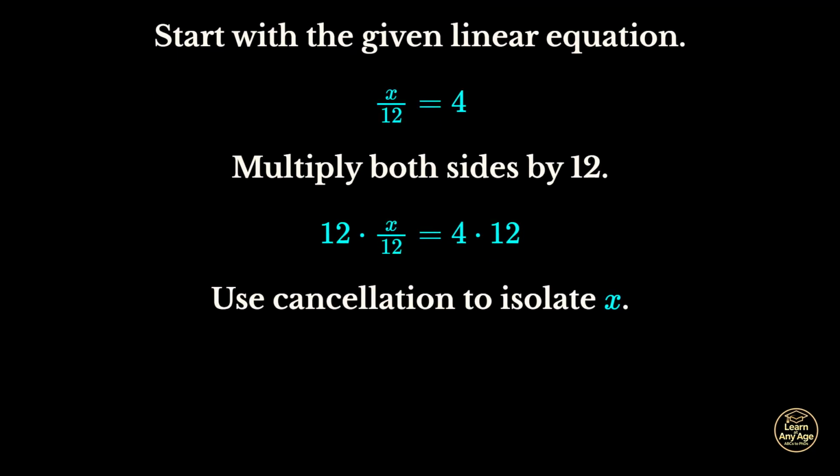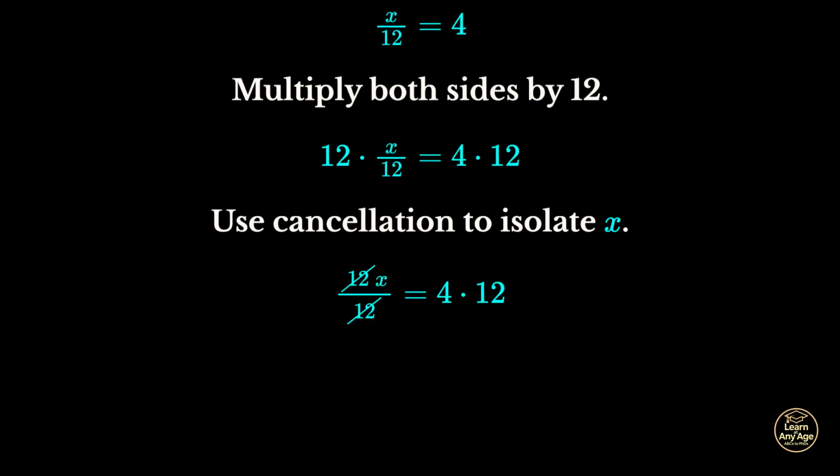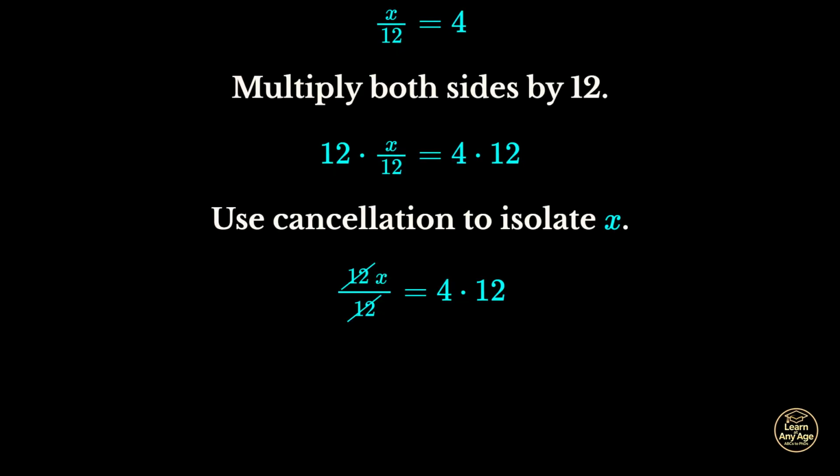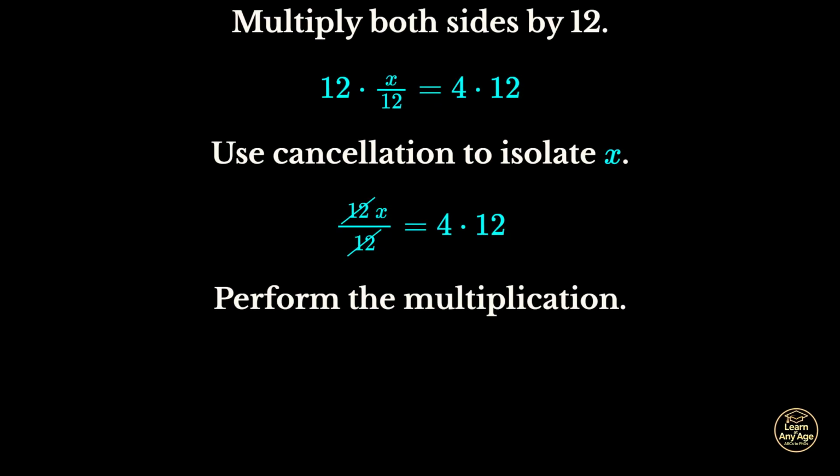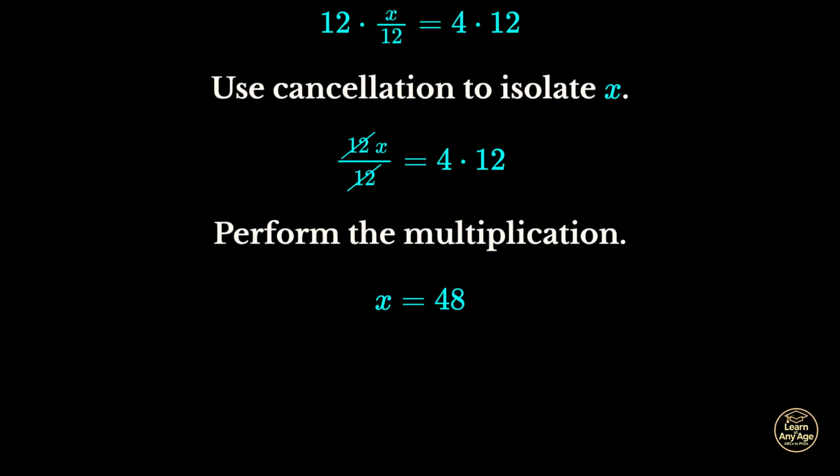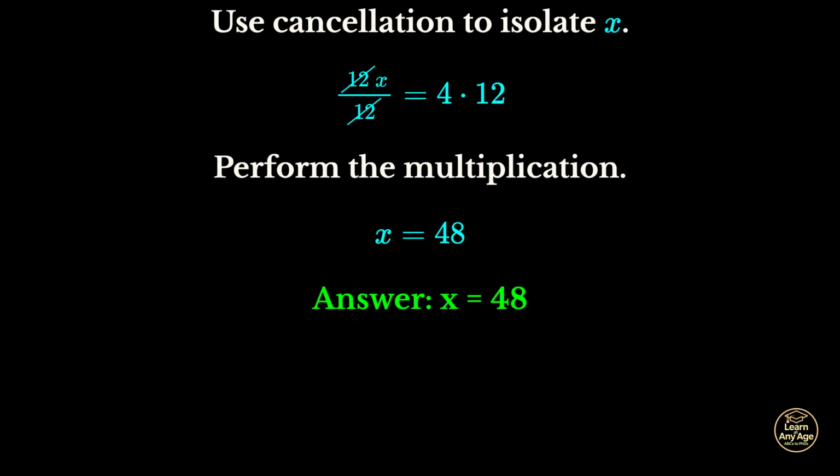Use cancellation to isolate x. 12 cancelled out, x over 12 cancelled out, equals 4 times 12. Perform the multiplication. X equals 48. Answer, x equals 48.